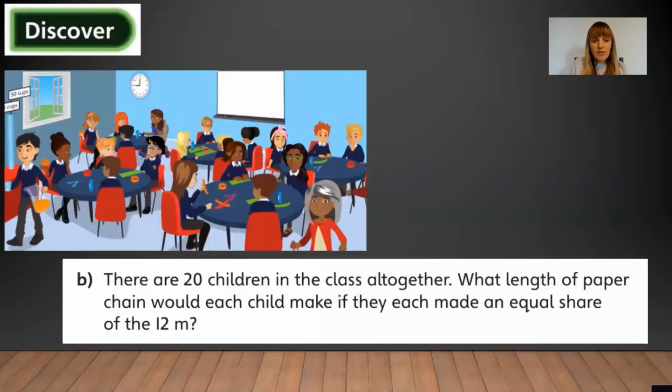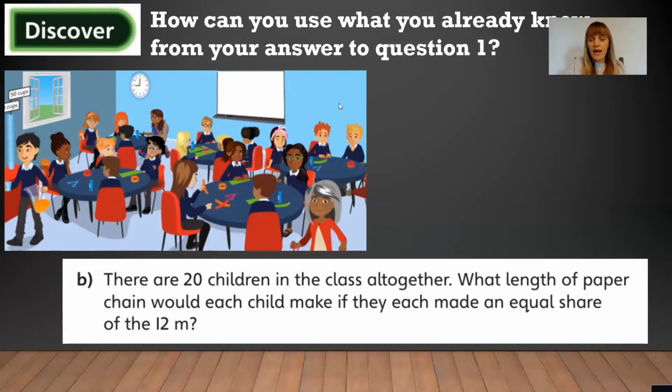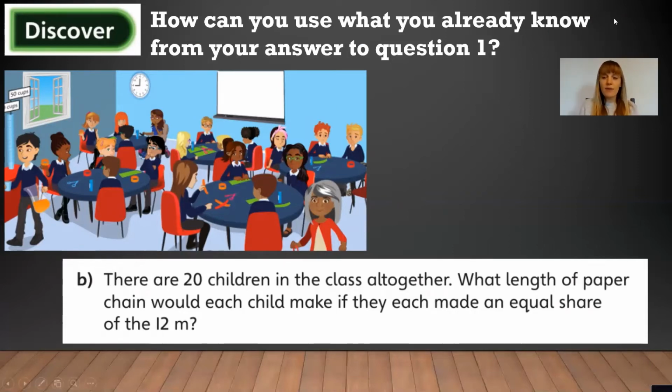Okay, now this time for our Discover, we've now got 20 children in the class and they're still going to make a length of paper chain that is going to total 12 meters. So how would we decide the length of paper chain this time that each child will make if there's 20 of them? Now my first question is, how can you use what you already know from your answer to question 1? Now in question 1, we divided by 10 because we had 10 children. So our calculation this time is 12 divided by 20.